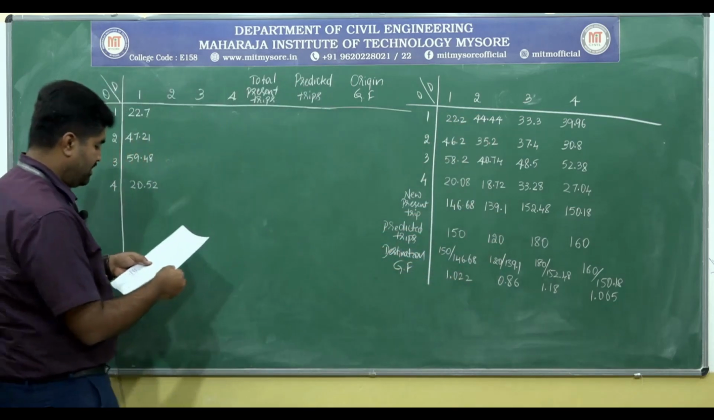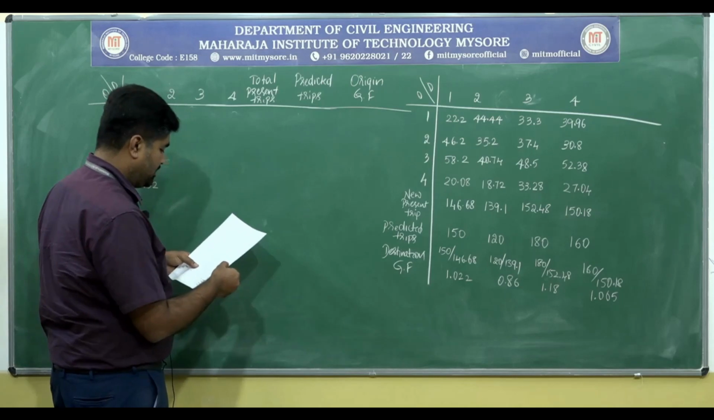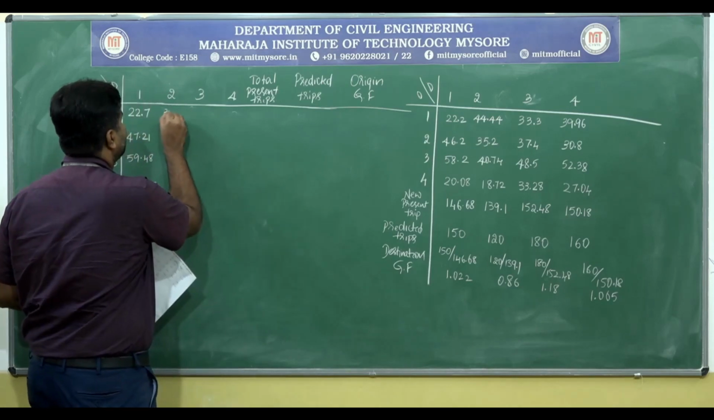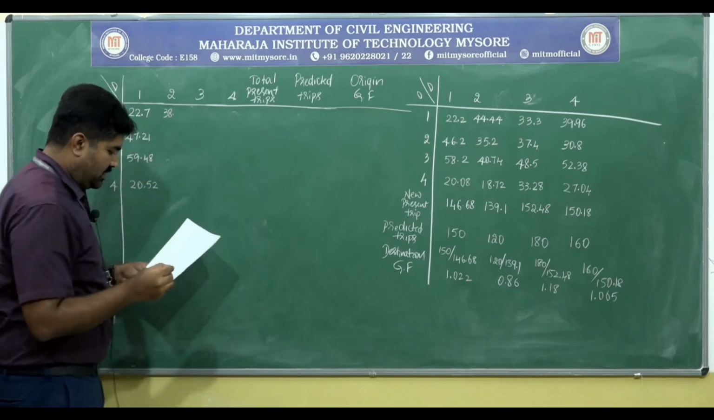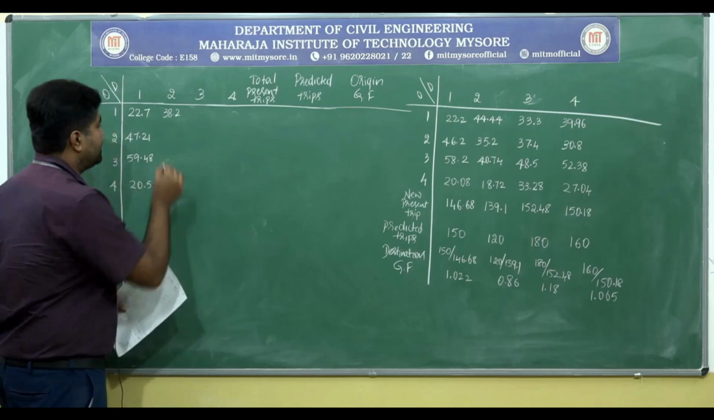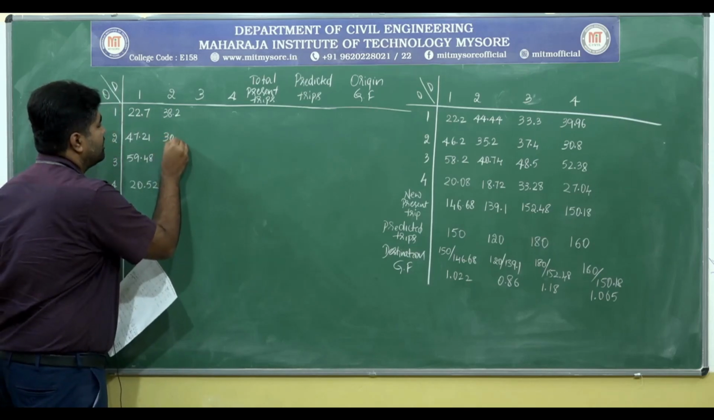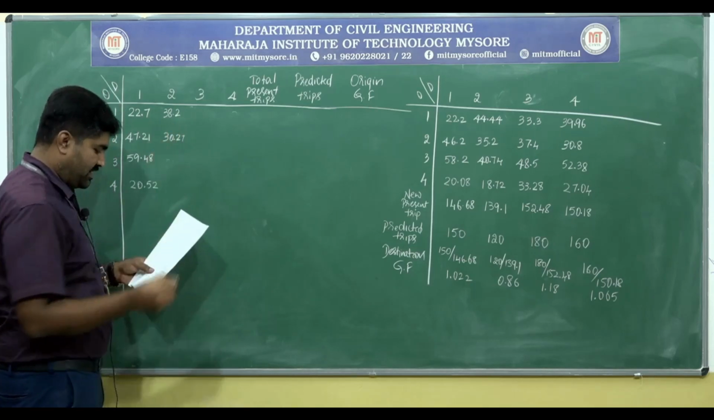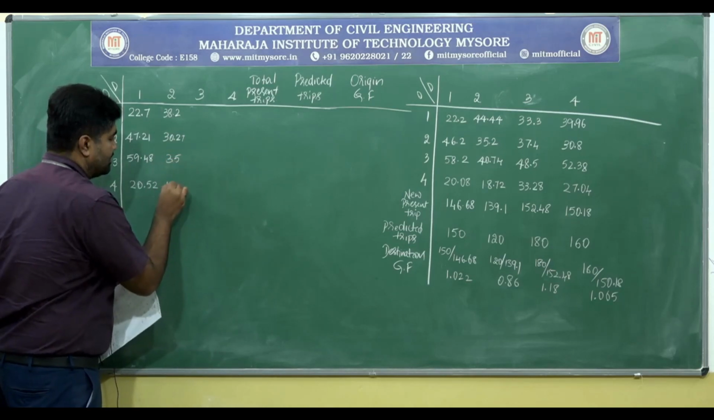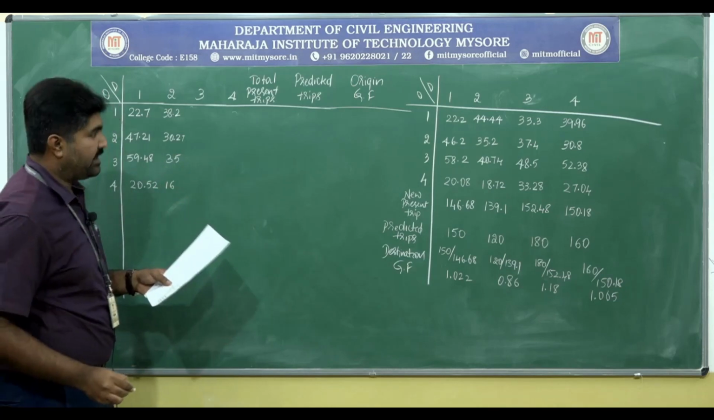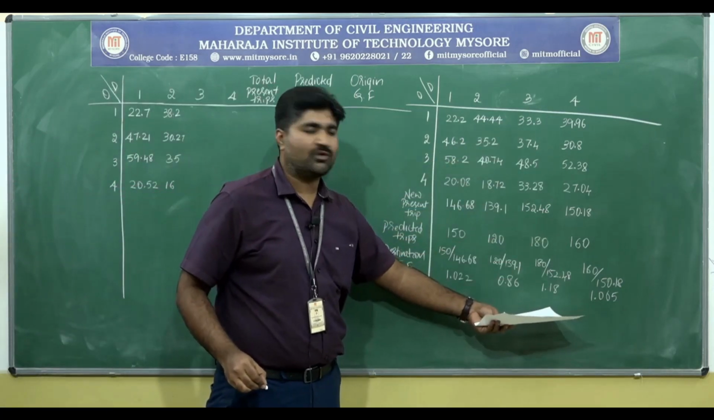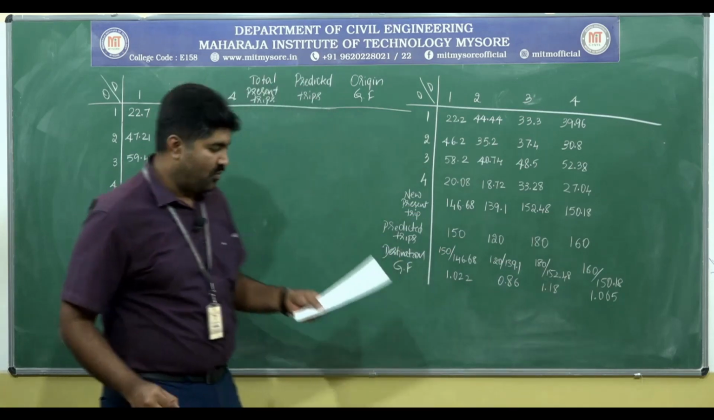You will get 38.2, 30.27, 35.16. Next, this column should be multiplied with its respective growth factor, that is 1.18.